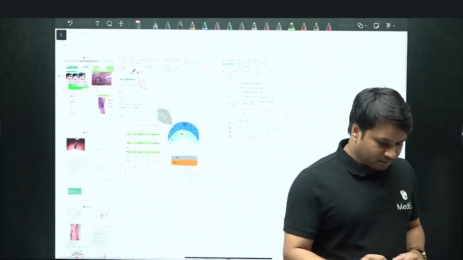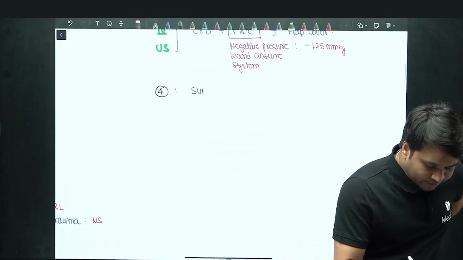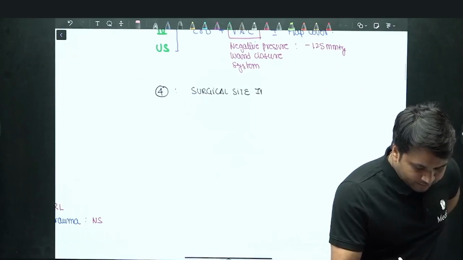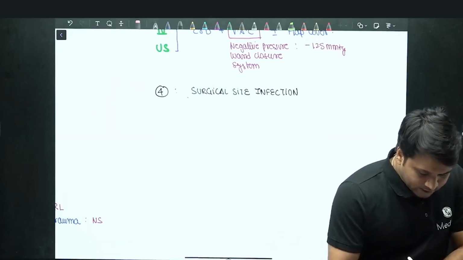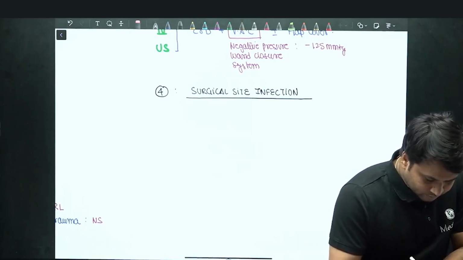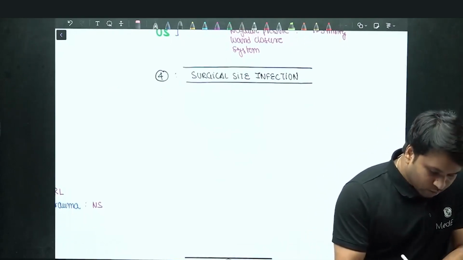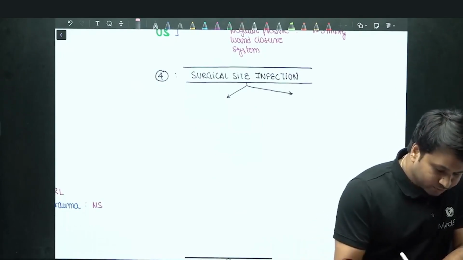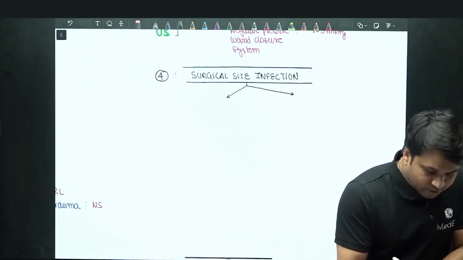So we'll take the same component here. We'll talk about question number 4. Question number 4 is about surgical site infections. We'll talk about the surgical site infection. Now, in surgical site infection, we have two components. One is the Southampton wound grading system. Another one is the ASEPSIS wound score.